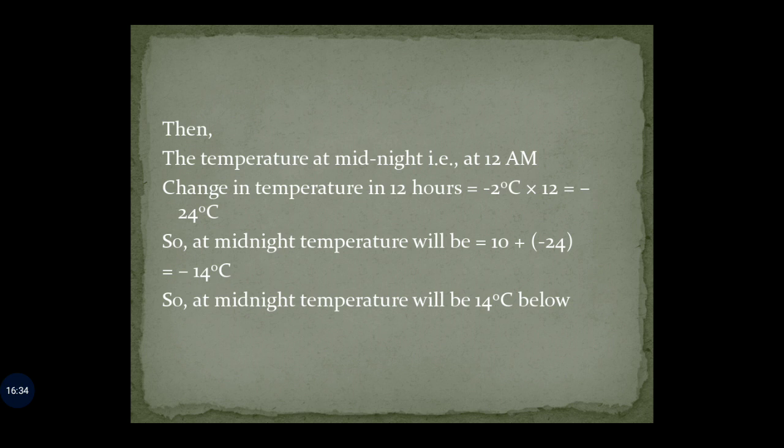zero. Change in temperature in 12 hours is minus 2 into 12 gives you minus 24 degrees. So at midnight the temperature will be 10 plus of minus 24, that is minus 14 degrees. So at midnight the temperature will be 14 degrees Celsius below zero.